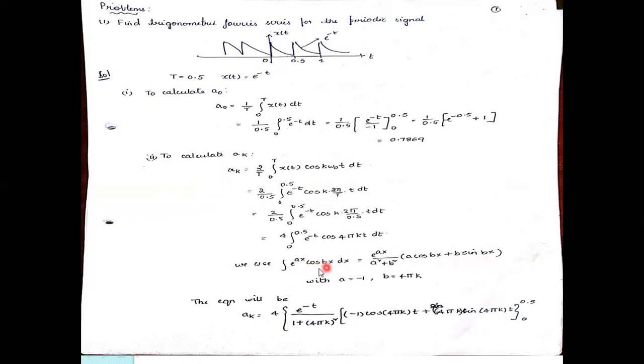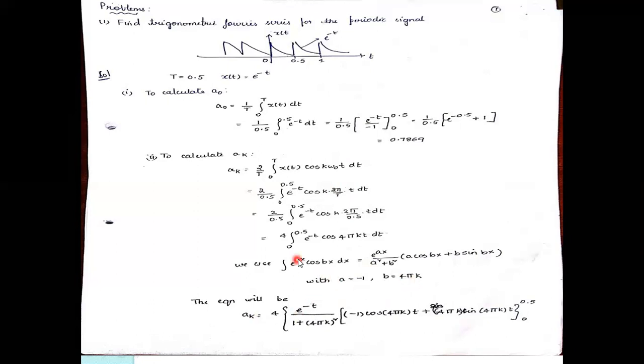Now substitute the a value and the b value in this equation. What is the a value? Here, e power minus t, a is minus 1, and x here is t. And the b value is 2 pi k by T. T is nothing but 0.5, so 0.5 goes to the numerator, and 4 pi k is the b value.